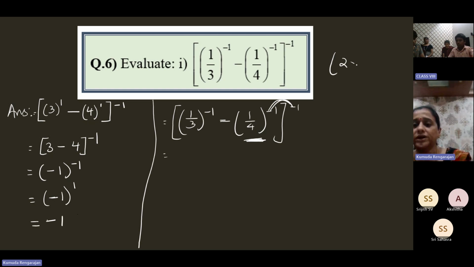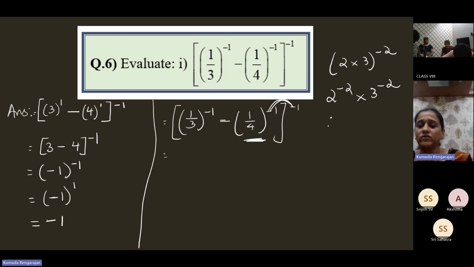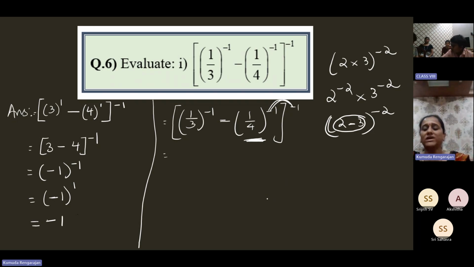When you have 2 into 3, the whole power -2, then you can write it as 2 to the power -2 into 3 to the power -2. But when you have 2 minus 3 in the bracket, when the operation is addition or subtraction and they are raised to some power, you must first simplify the bracket and then only apply the power. When in the bracket the terms are connected by a plus or a minus sign, you need to simplify the bracket first and then apply the power.